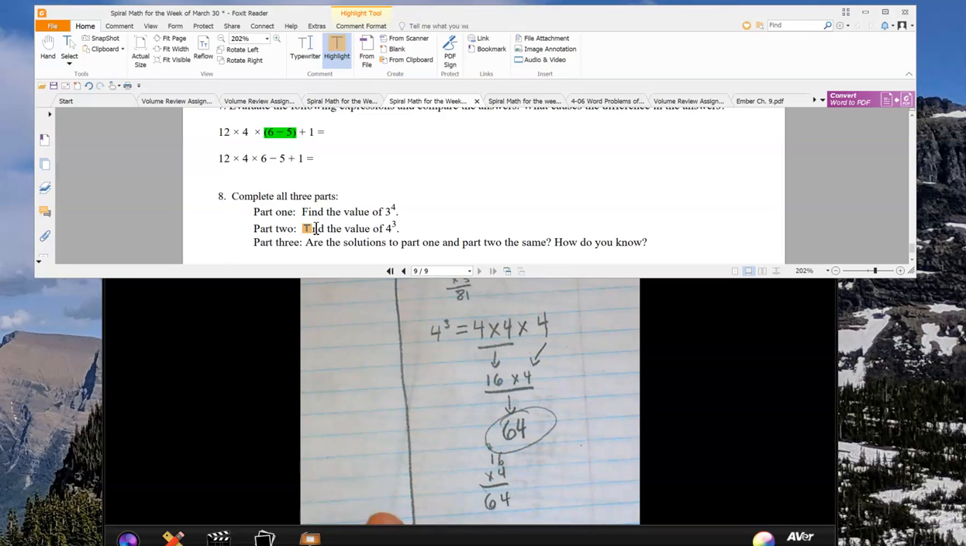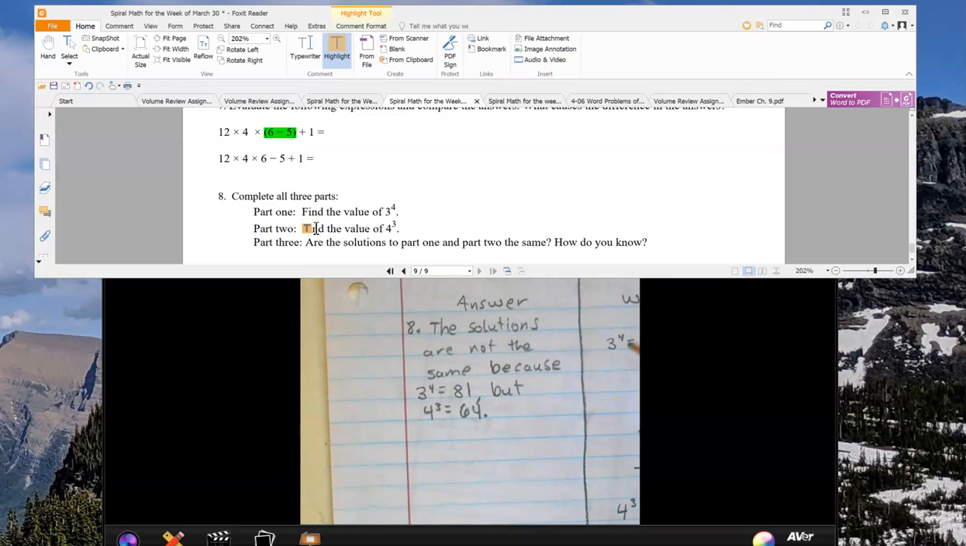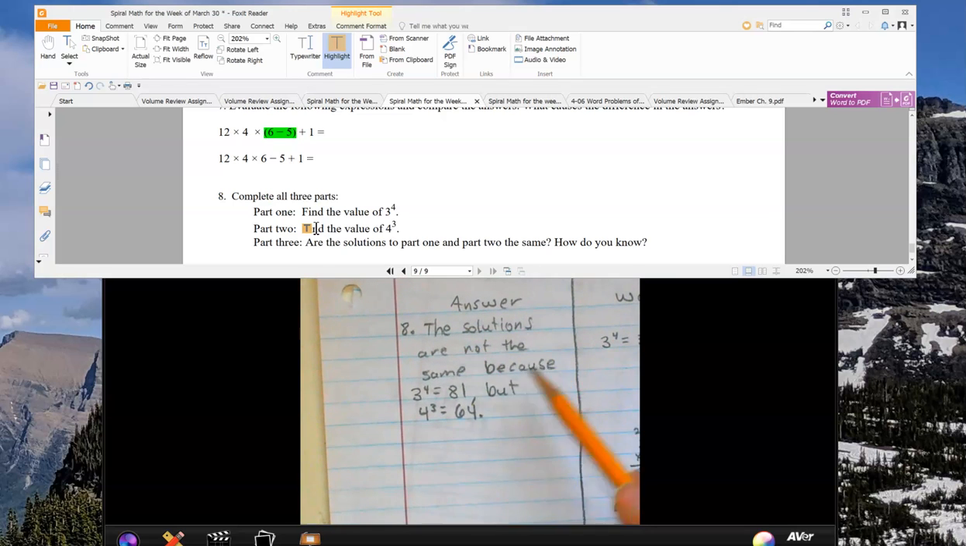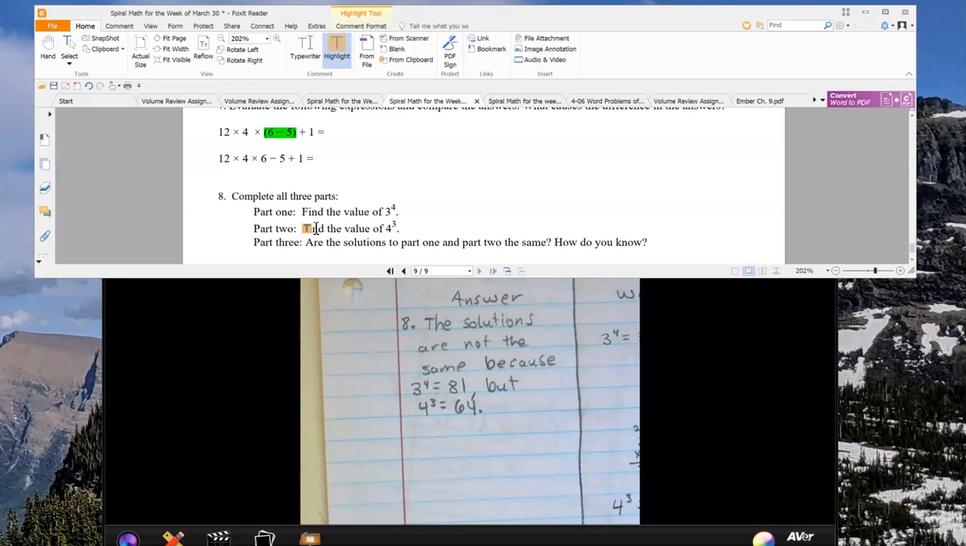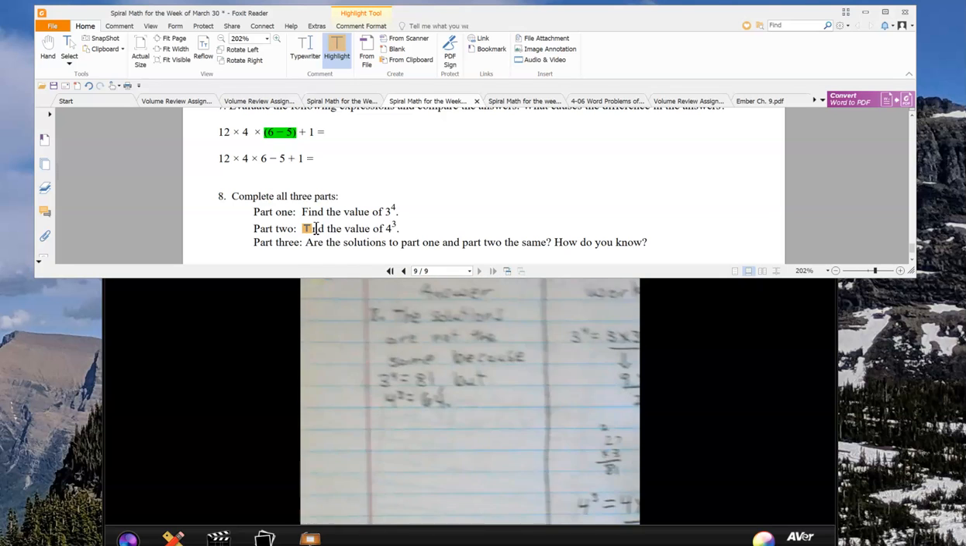And I'm going to write that as my answer sentence, and you're going to use the word because. And please make sure you did the same thing. The solutions are not the same because 3 to the 4th power equals 81, but 4 to the 3rd power equals 64. And that's my proof in my work right here that the two products are not going to be the same.